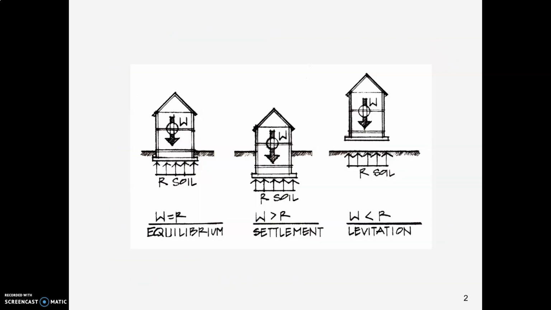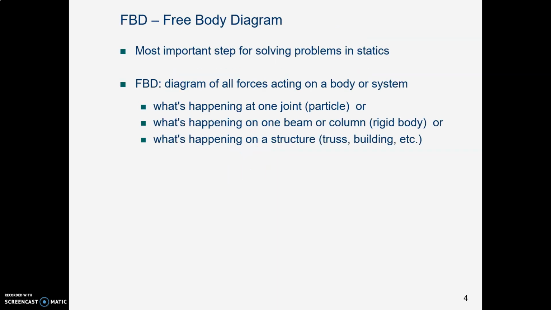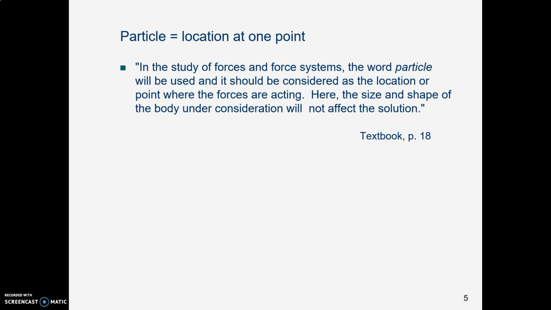Remember what we know about equilibrium, that for every action there's an equal and opposite reaction. And that means that we have three equilibrium equations in our toolbox. The forces in every direction equal zero, and the moments in every direction equal zero. So drawing a free body diagram is a very important step when you're figuring out problems in statics, when you're working on structures. And today we're talking about a free body diagram at a particle.